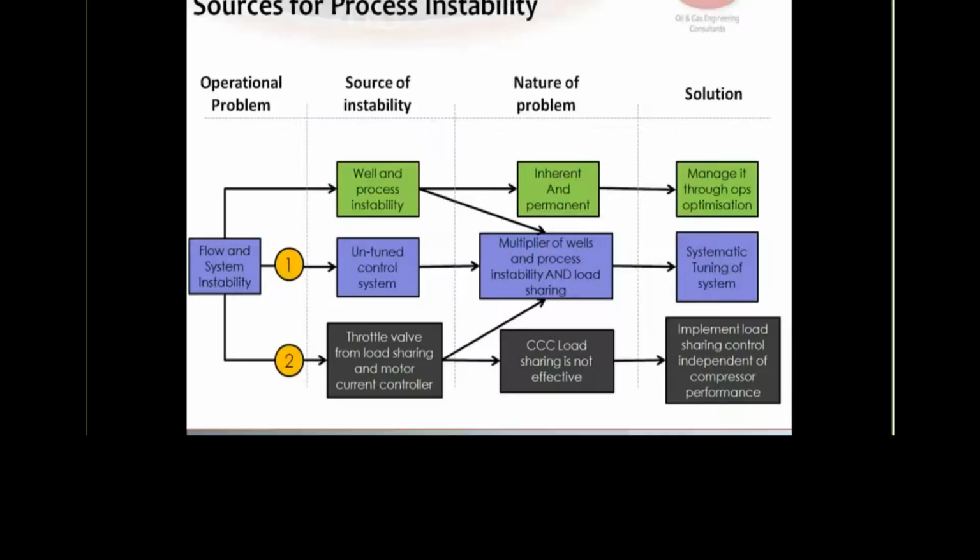And then the third issue that came up is the throttle valve. The load sharing movement isn't working properly because the conventional method requires the two compressors that are operating in parallel to have the same performance. And because the compressors were not of the same performance, actually it was vastly different, there is no way that the load sharing could ever achieve equal distribution of flow.